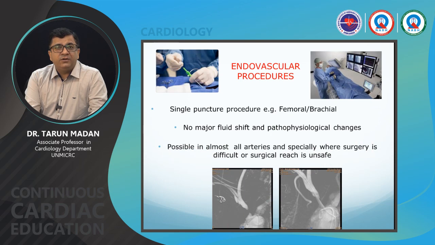Now, coming to the endovascular procedure, this is a single or two puncture procedure, either one access in the femoral artery or in the brachial artery. There is no major fluid shift in the body of the patient, no pathophysiological changes. It's possible in almost all arteries, especially when surgery is difficult or surgical reach is unsafe. In the second patient, you can see there is a total occlusion of the artery arising from the arch of the aorta, and we have deployed a stent and opened the artery.